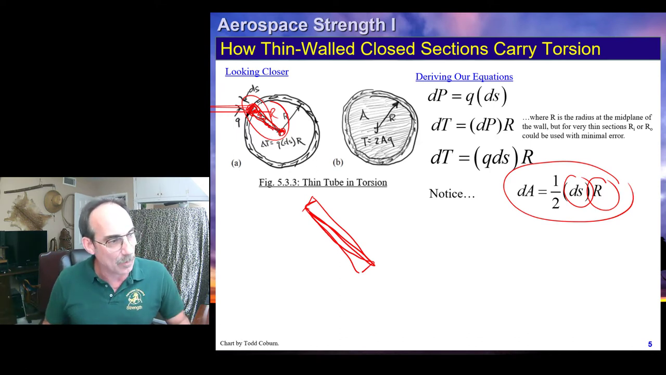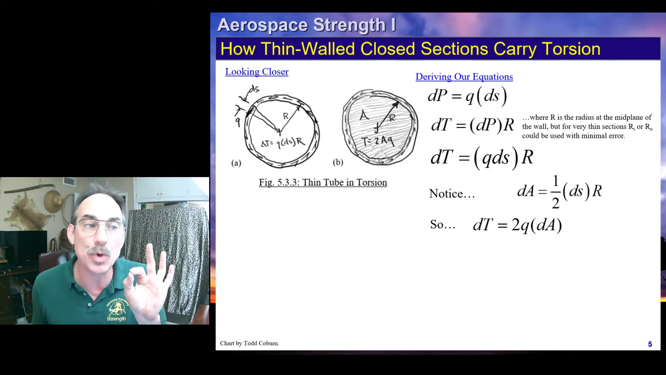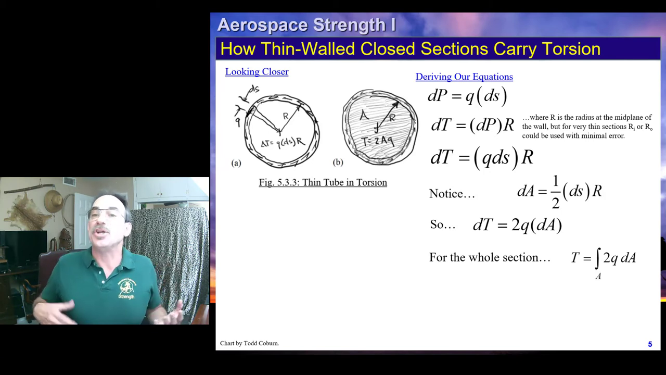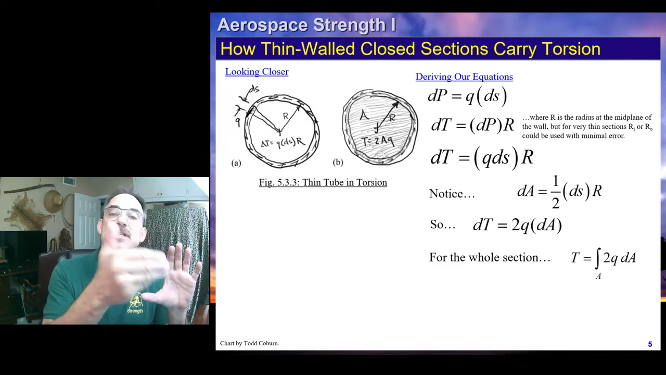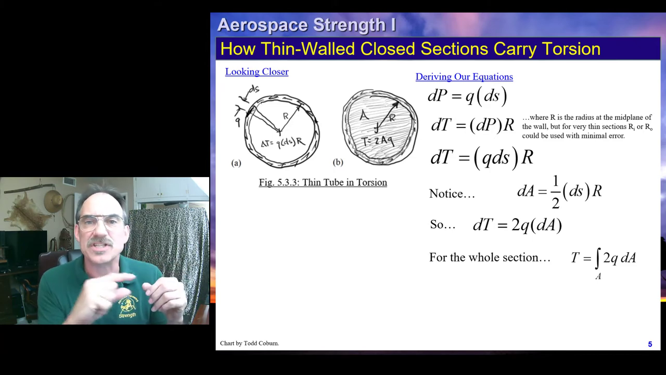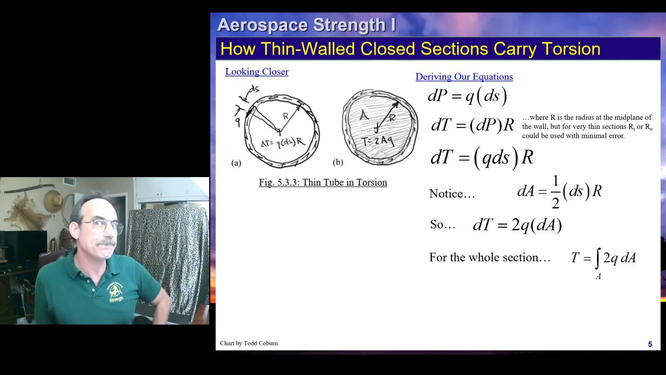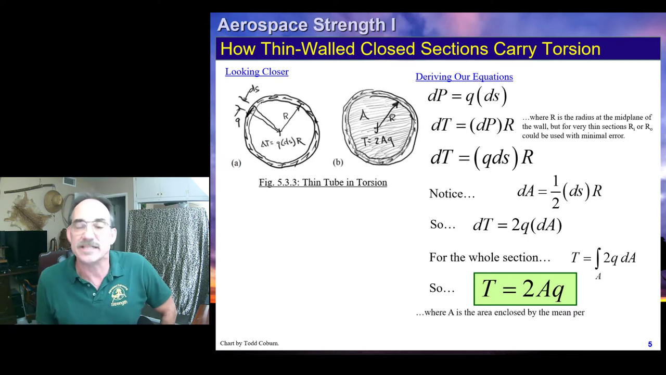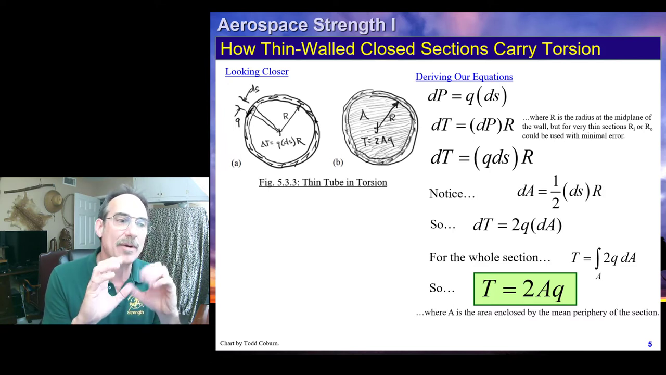So that's our next notice. Make sure you understand that. And once you have that, we say, oh, great. So that means we can write the little increment of torque as 2Q dA. Now for the whole section, we're going to sum those up, which we just integrate. That's just a fancy way of summing all these up. We can integrate, which continuously looks at each little piece, or we can just take a bunch of slices and add those up by punching the plus button on our calculator, which does the exact same thing. We integrate across the area, and when we do that, we end up with T equals 2AQ, which means the total torque on the section is twice the enclosed area times the Q.